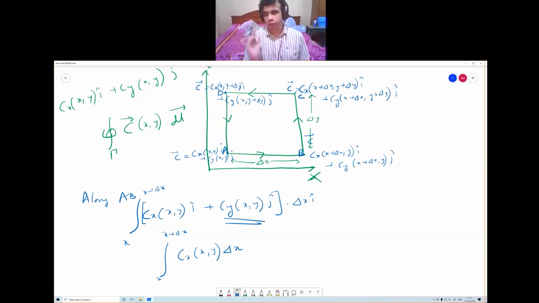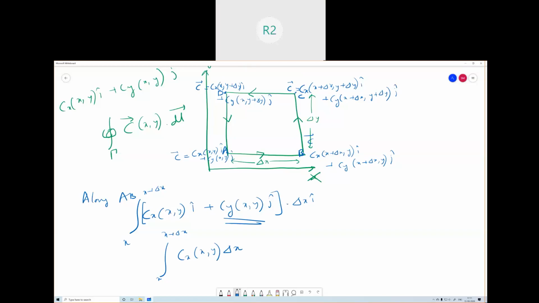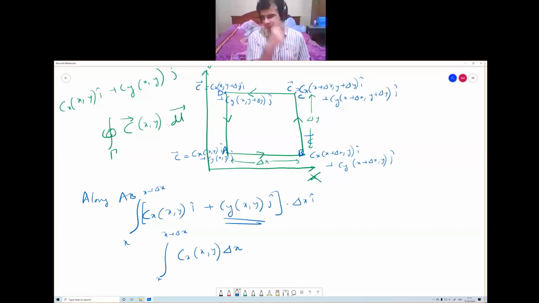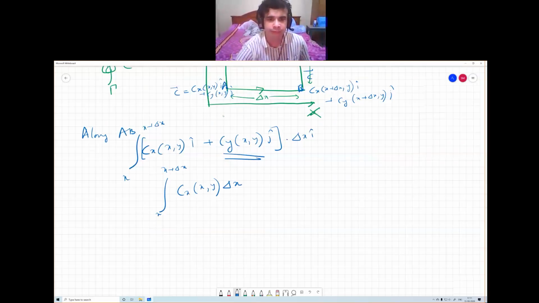Once again, we assume that the rectangle is so small that the vector doesn't change significantly over the derivation, like the value of C along A and B are almost the same. So this will be the value along AB. What will be along BC?